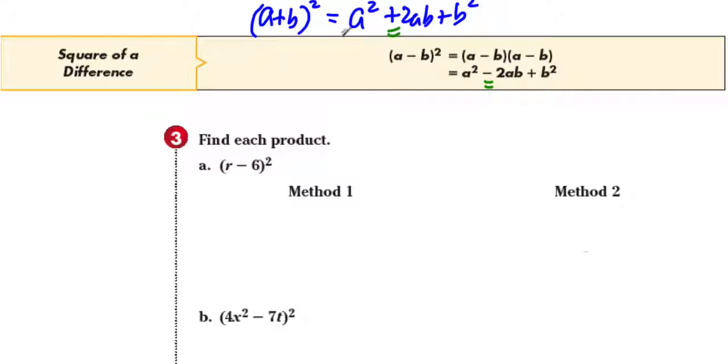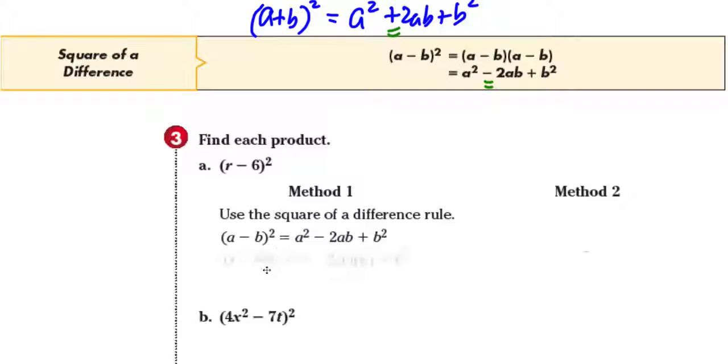Okay? So let's look at example number 3 and see how this works. We have the quantity r minus 6 squared. Method 1, we use the square of a difference rule. Okay, so in square of a difference, we find out what our a is and what our b is. Our a is r, our b is 6. So we have a quantity a minus b squared is equal to a squared minus 2ab plus b squared. Substitute the values of a and b to that, and we now have r minus 6 squared is equal to r squared minus 2 times r times 6 plus 6 squared.